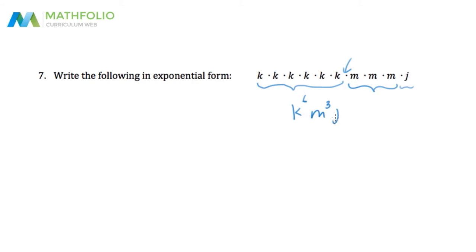And the J is multiplying by itself no times. It's just there on its own, so it's got an invisible 1 next to it. And in fact, this is our answer for writing this expanded expression in exponential form.